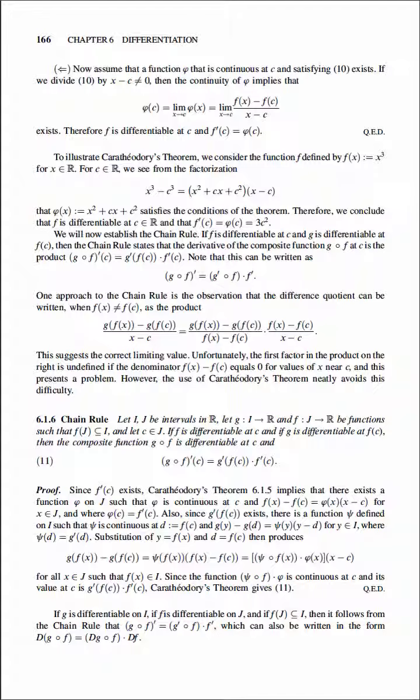The important thing for us is how Carathéodory's theorem is going to help us prove the chain rule. You can read here how we would like to prove the chain rule. The issue with this approach is that if f of x minus f of c is equal to 0, which it very well may be for x near c, then we have a really big problem here. We have a dividing by 0 kind of problem.